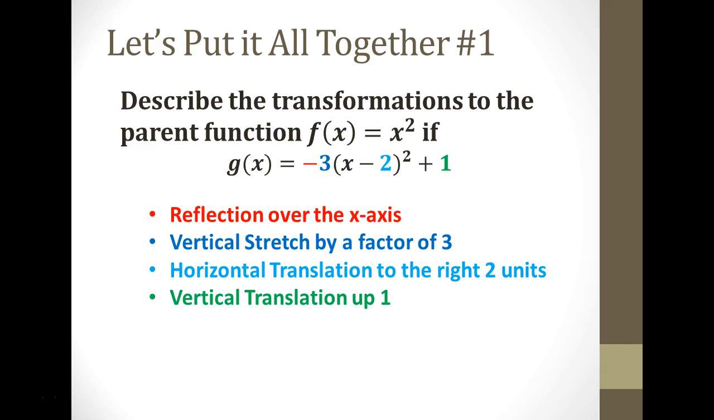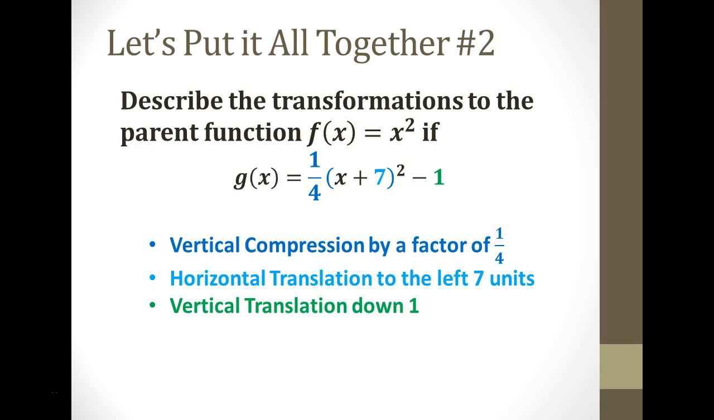All right, I'm moving to the right. I see x minus 2. That means I have a horizontal translation to the right 2 units, and last, I have a plus 1 outside the parentheses, so my function will be translated vertically up 1. So as you start to put these together, my advice to you is to work left to right, pay particular attention to reflections, they're easy to miss, and check them off as you go.